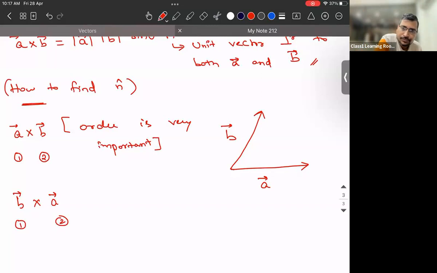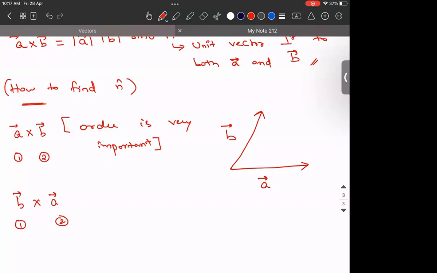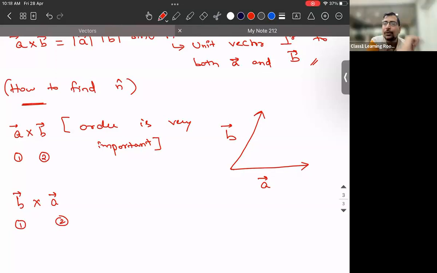Raghav, the mistake is you're rotating A vector. You need to rotate B vector. I told you, keep the position of the second vector fixed. So then the thumb will be inward now, sir. It is into the plane.